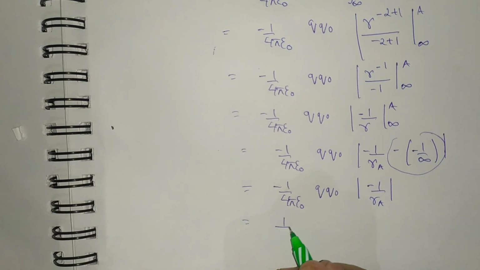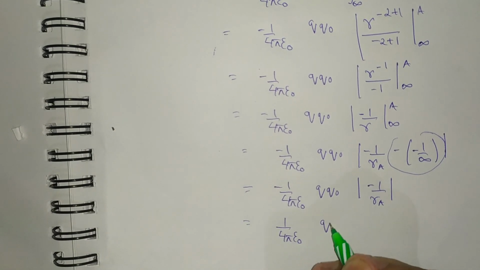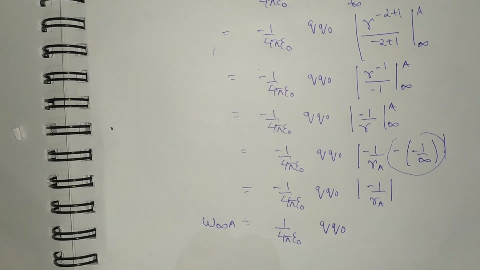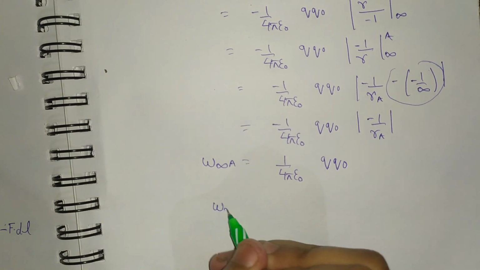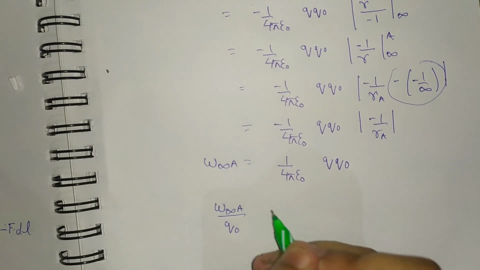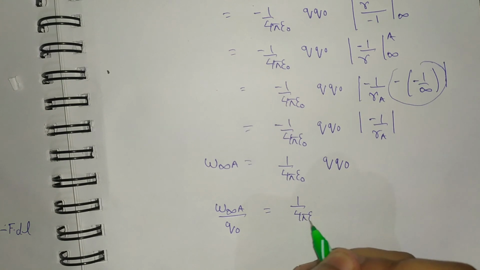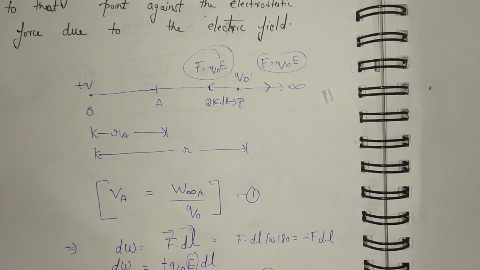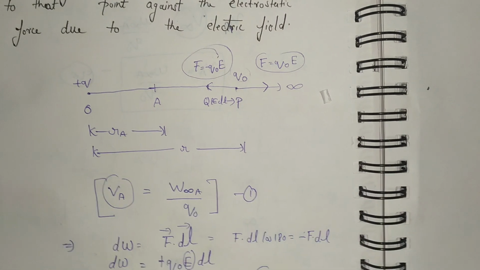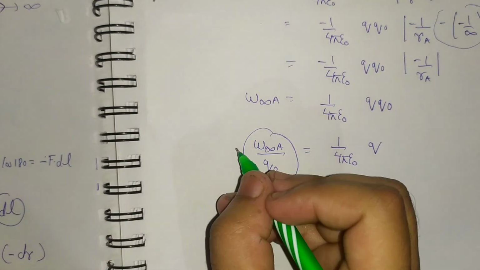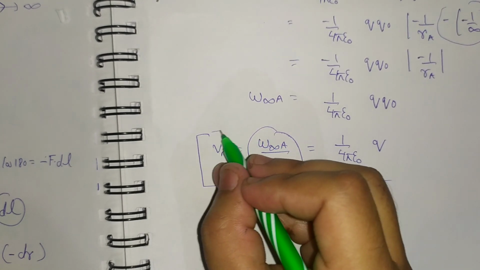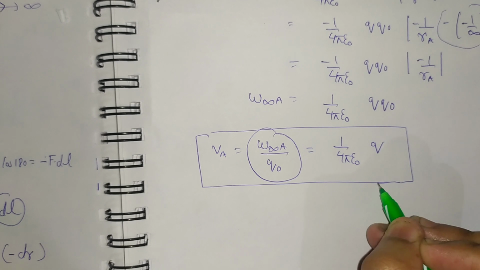Now this becomes 1 upon 4 pi epsilon naught q naught, W from infinity to A. Now q naught goes in the bottom of this, and 1 upon 4 pi epsilon naught q, this value I will tell you in the first equation, is VA. So we place this here and we get this value. So this is the equation for electric potential due to a point charge. It is a very important equation.